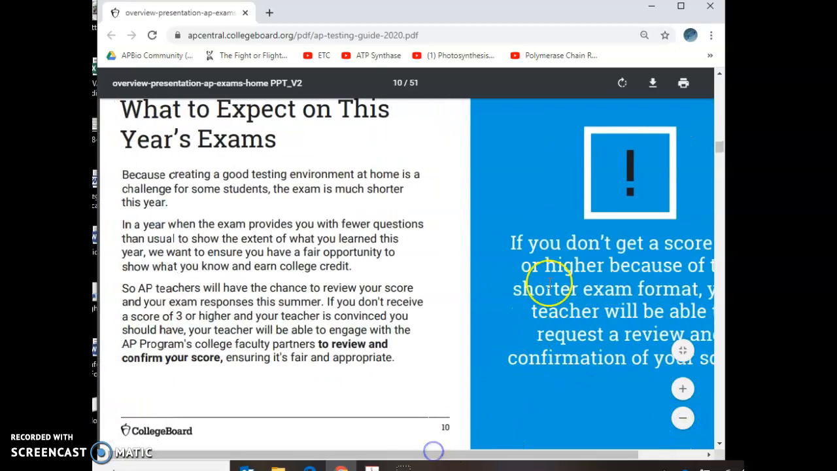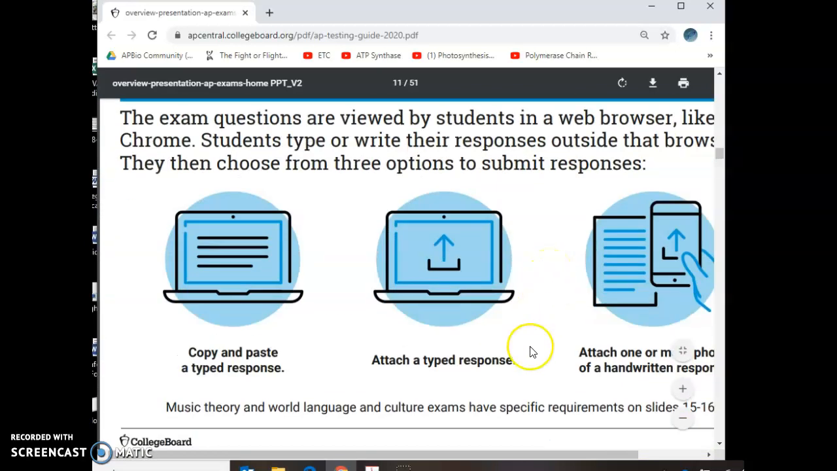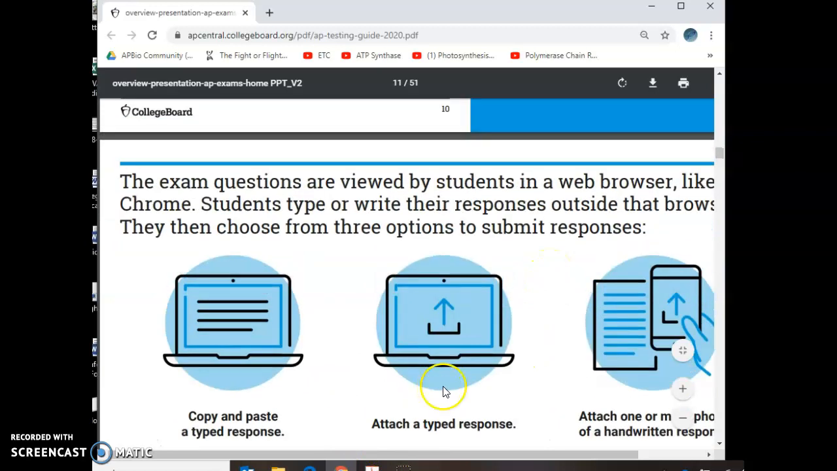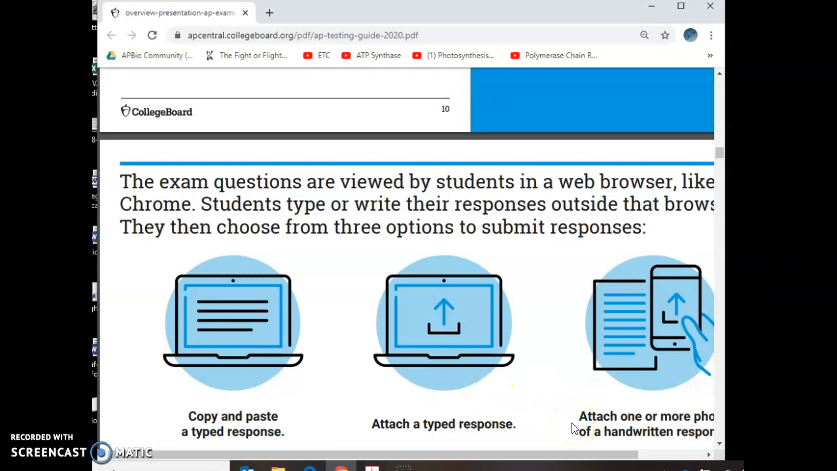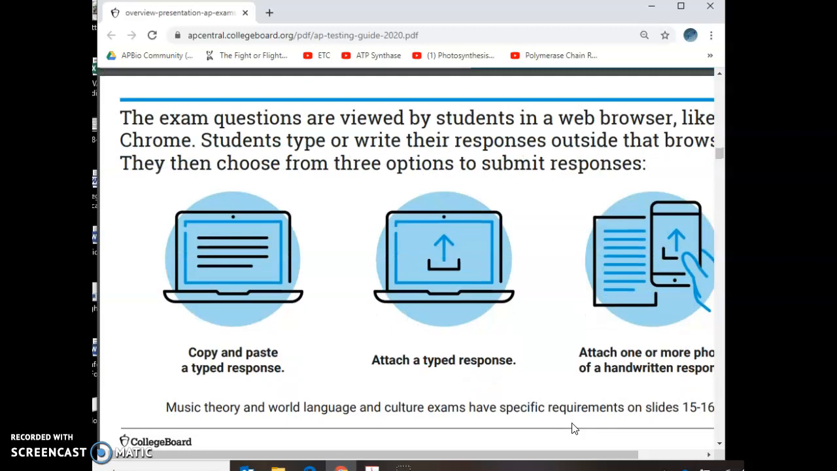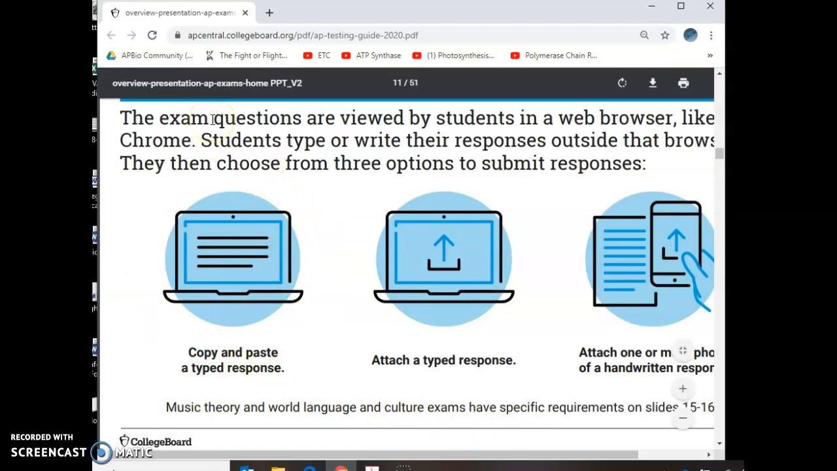The next part I want to look at is how we're going to answer these questions. So once you get logged into the test, you use your ticket, you are sitting there waiting for the test to begin, there are 3 different ways that you can answer your question. Option number 1 is you would have your AP exam browser open, and you would also have either a Google Doc open or a Word document open, and you would be typing your responses into that particular document.